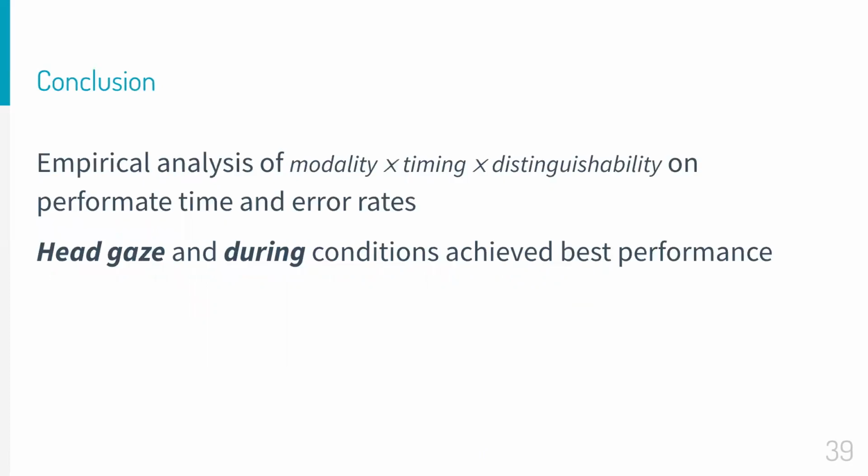To summarize, we presented a system and a set of conditions for disambiguating freehand object interactions in VR. We conducted an analysis of the effect that modality, timing, and distinguishability have on the performance time and error. And we found that overall, the head gaze modality and the during condition achieved the best performance and were the most preferred by participants.